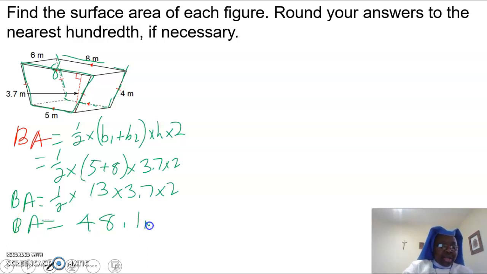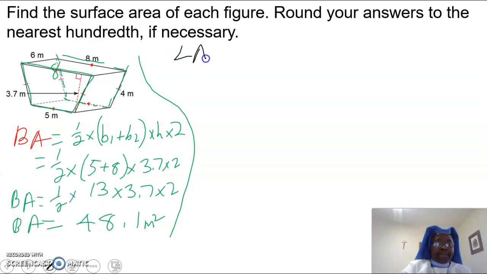So that's the base area. And then we do the lateral area. Again, but this time it's not regular, so each of the rectangles is different. So we're going to find them differently, but they're all going to be base times height. So let's do maybe the bottom.